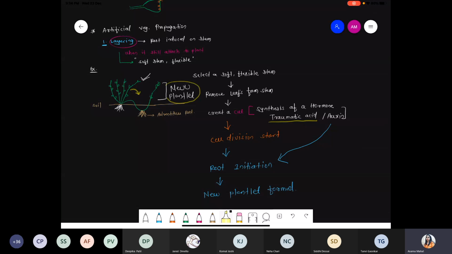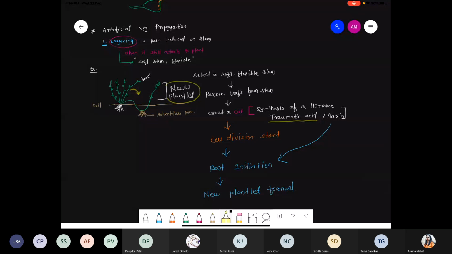I'm repeating this point again. During the layering method, we have to do root induction. First of all, you have to create a cut, but whatever new plantlet forms, all those new plantlets are still attached to the mother plant. So select a stem. The stem should be soft. The stem should be flexible. Create a cut. Now due to that area, the plant naturally secretes auxin, that is traumatic acid. Cell division rate will be increased. Roots get initiated, and once roots get initiated, the shoot system will be developed, and finally there is formation of the new plantlet. Such a method is called the layering method.